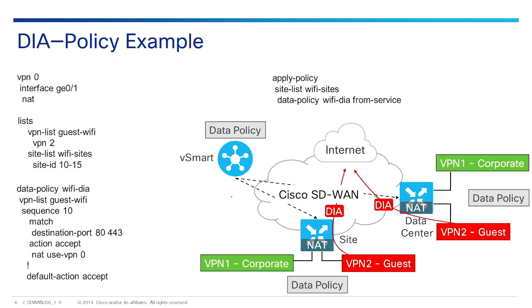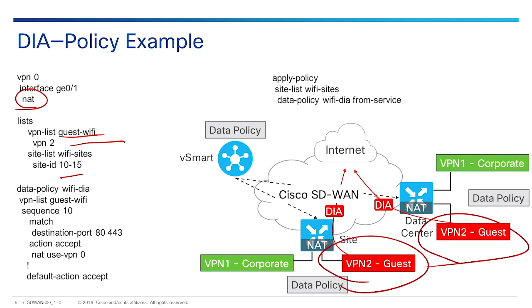Here's an example. The NAT function is configured on the transport side on VPN 0, and surprisingly, it's configured with the keyword that tells us to use this circuit for Internet access. Then we create lists for the VPNs and the site lists. So we're saying that our guest Wi-Fi is VPN 2, all right? And then we're going to deploy this to sites 10 through 15. The site numbers are not on this slide, but we're talking about VPN 2.